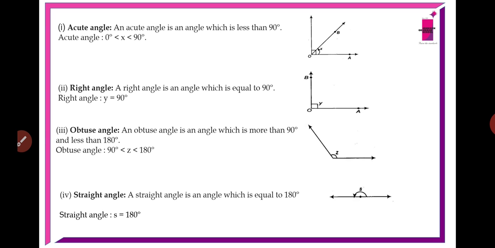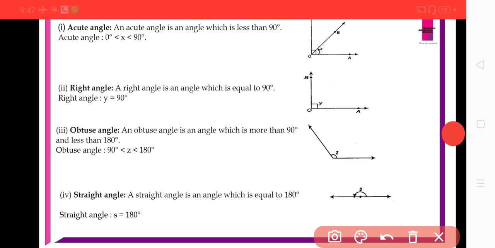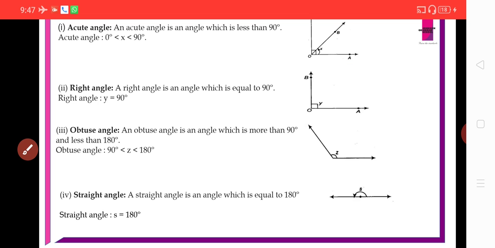So acute angle. An acute angle is an angle which is less than 90 degrees. So an acute angle lies between 0 and 90 degrees. You can see here angle X in this example, it is an acute angle. A right angle is an angle which equals 90 degrees. Here angle Y equals 90 degrees. In the second figure you can see it is a right angle.